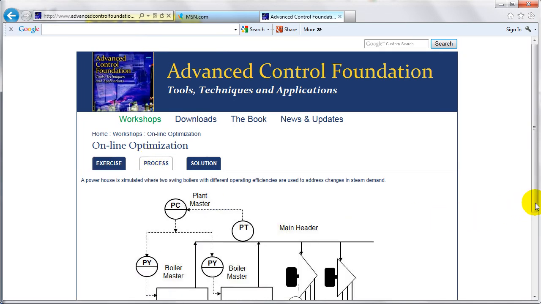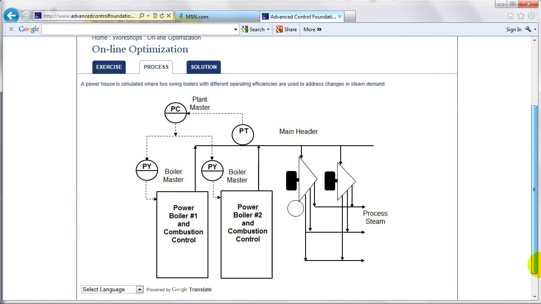For this workshop, we have a dynamic simulation of two boilers, one with a different operating efficiency than the other. The steam generated by the boilers goes to turbines. The turbine extractions are used to provide process steam and to allow electric generation to be created to meet plant demand. Then there's a condensing turbine.